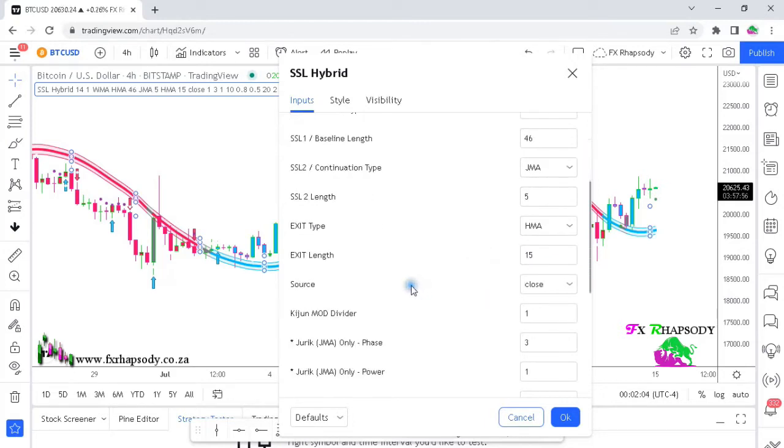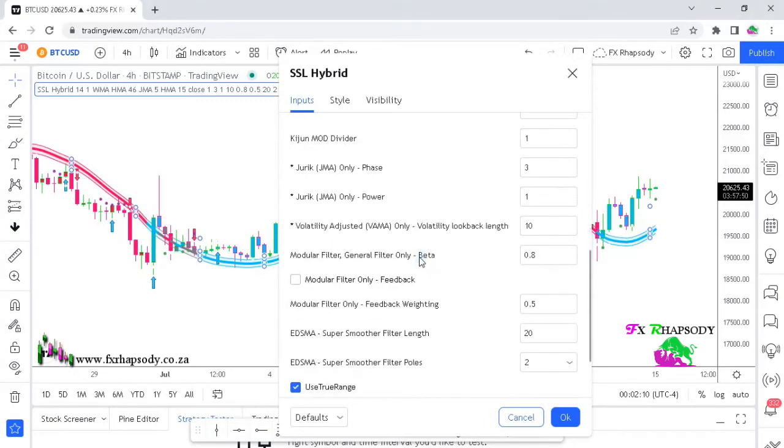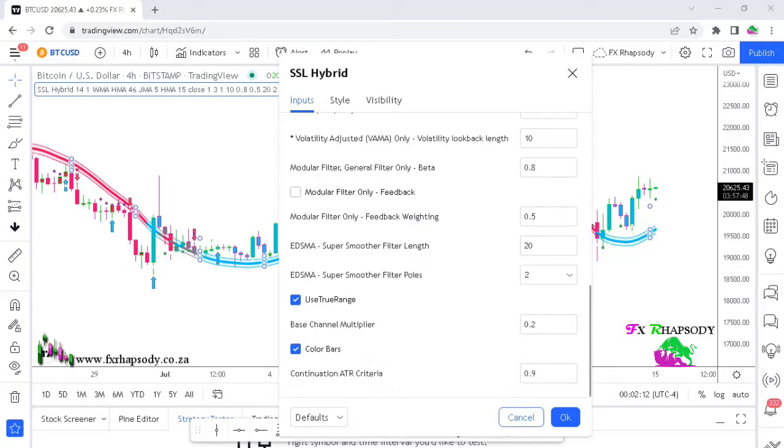And then we're going to scroll down even more. Let's just double check if everything else is fine. We're looking at the close and the 1 and the 2 and 0.8.